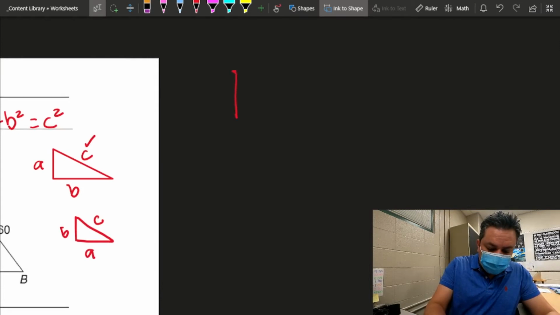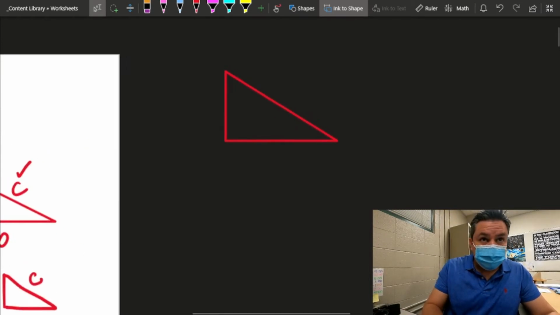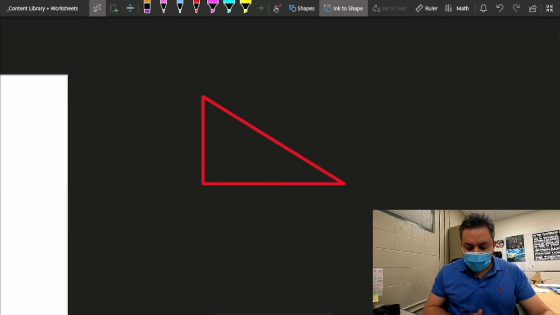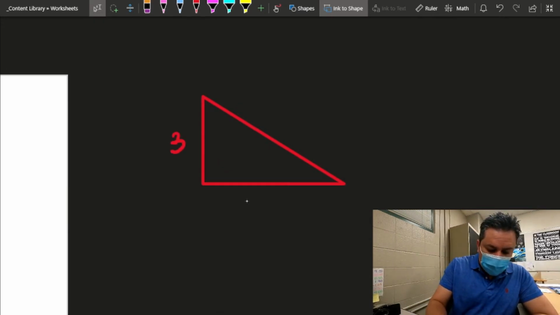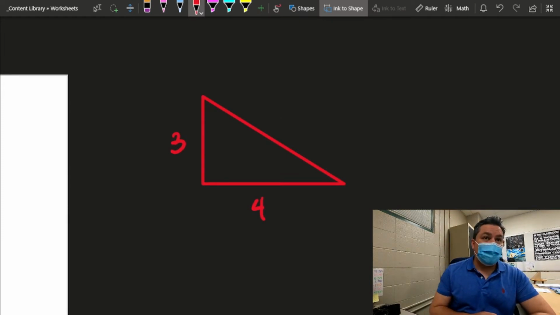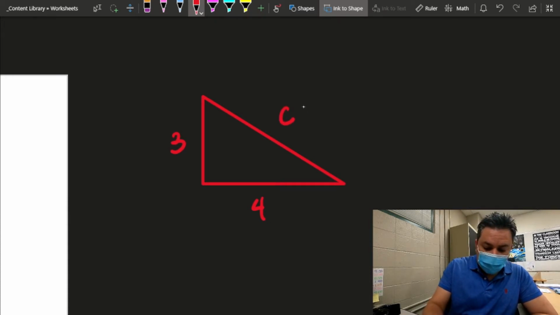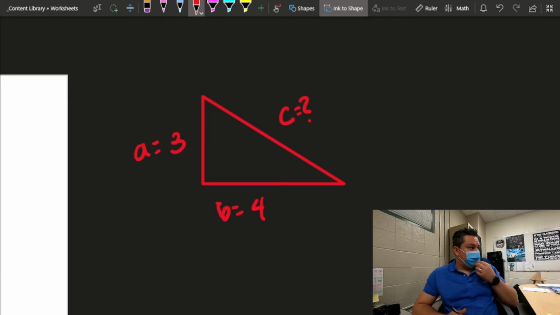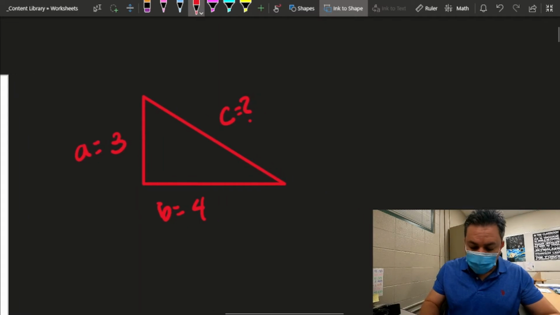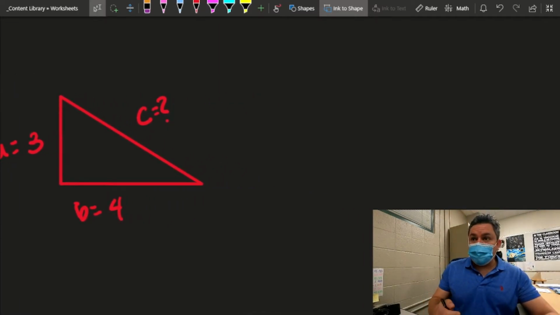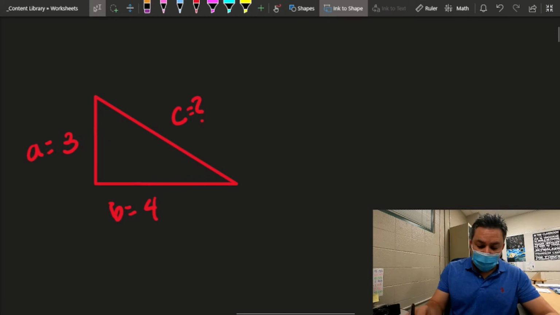For example, if I have a triangle, and I'm going to call these sides 3 and 4, and I need to find the missing length. In this case, what letter are we missing? C. I need to find C. So this can be A, and this can be B, or you can switch it, I don't care. But C is the one missing, that's the one I'm trying to find. I'm going to use the Pythagorean theorem formula to find this missing value.